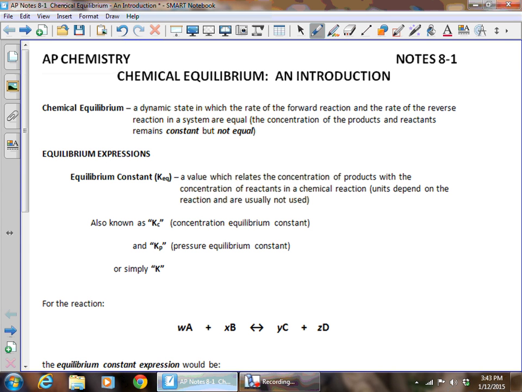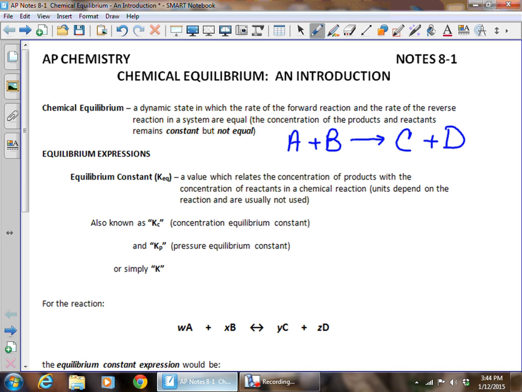Today we're going to talk about equilibrium systems. Chemical equilibrium is a state in which the rate of the forward reaction and the rate of a reverse reaction in a system are equal. Okay, now, first of all, we've got to know what we're talking about when we talk about forward and reverse reactions. Let's say we have a situation where A and B are reacting to form C and D.